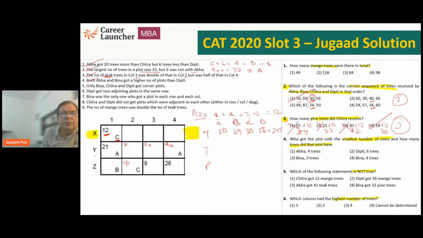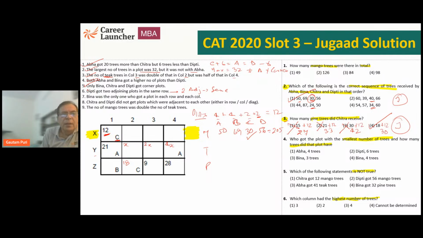Only, okay, statement 4, only B, C and D got corner plots. Again, as I said, A does not get corner. A does not get corner plot. Deepti got 2 adjoining plots in the same row. 2 adjoining plots, same row. How many plots does D get? D has to get 2 plots only. So D will get 2 plots. For C, we have already found both the plots. So we need not worry about it. Okay.